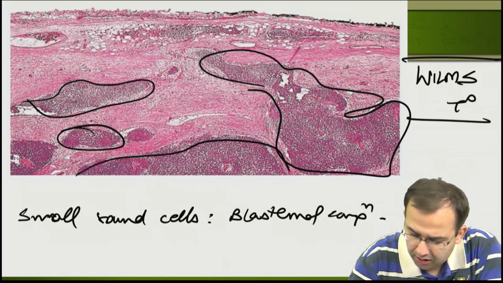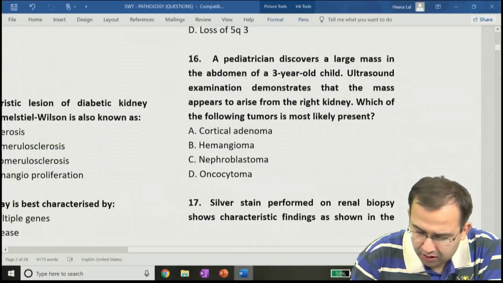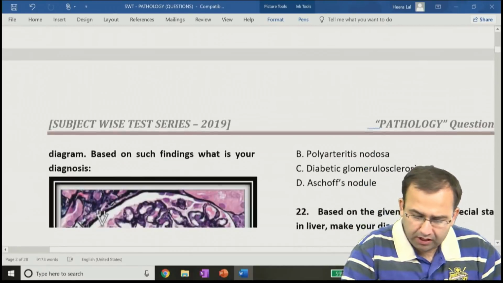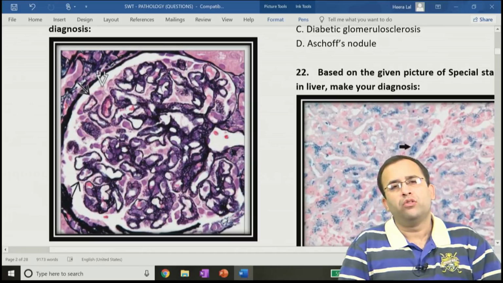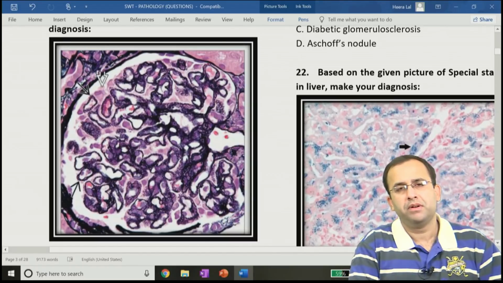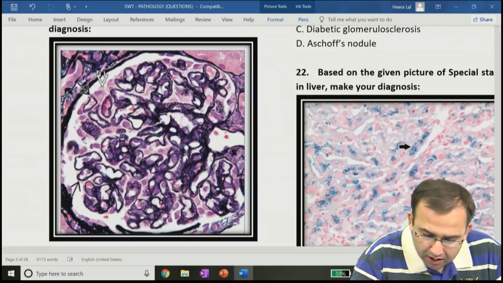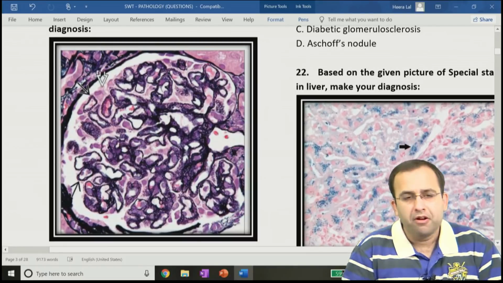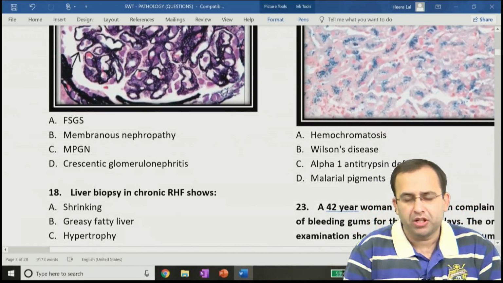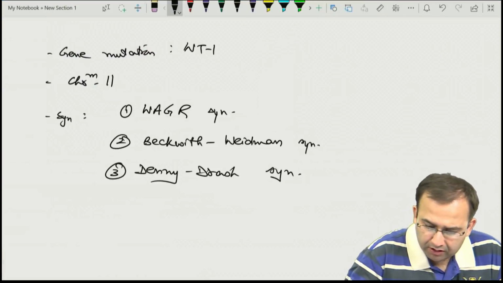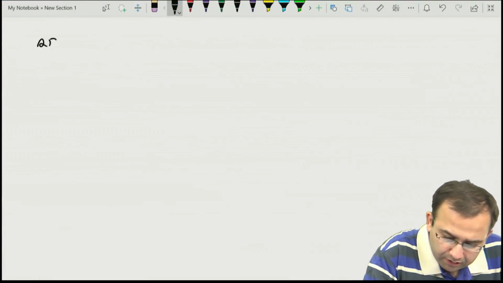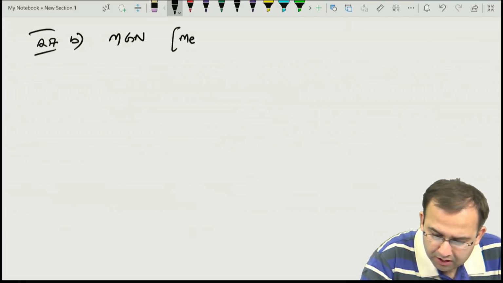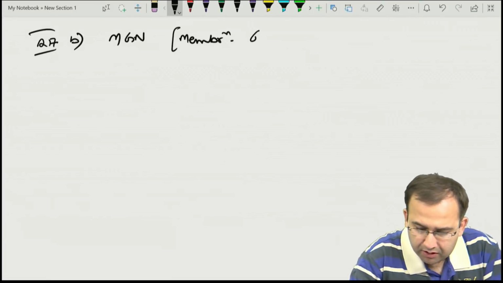Next point. This gets us to our next question, question 17. A silver stain is performed on the renal biopsy, which shows this. What you see in this slide is thickened capillary lumens, even marked with the arrow, making the diagnosis MGN, membranous glomerulonephritis. Question 17, the answer is B, MGN.